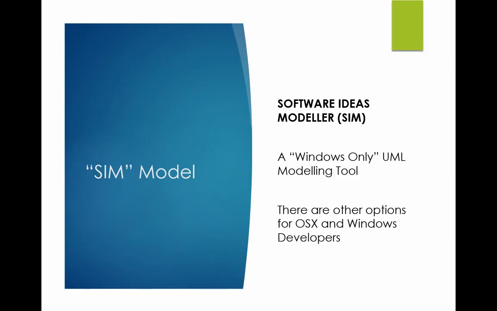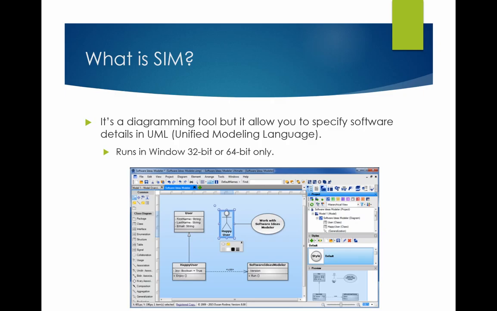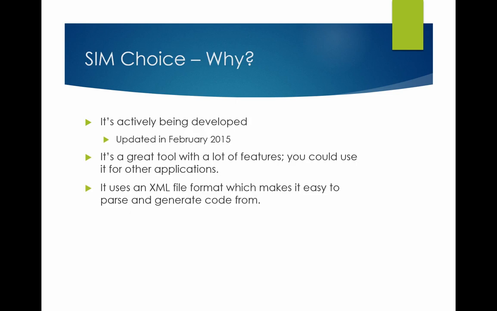So the SIM model is the Software Ideas Modeler. It's a Windows-only UML tool. If you don't want to use this tool, or you're on OS X, there's a couple of other options you can use to have access to this tool. And I'll explain why I picked this tool over other potential tools. So what is SIM? It's a diagramming tool that allows you to specify your software details in UML, and it runs in Windows.